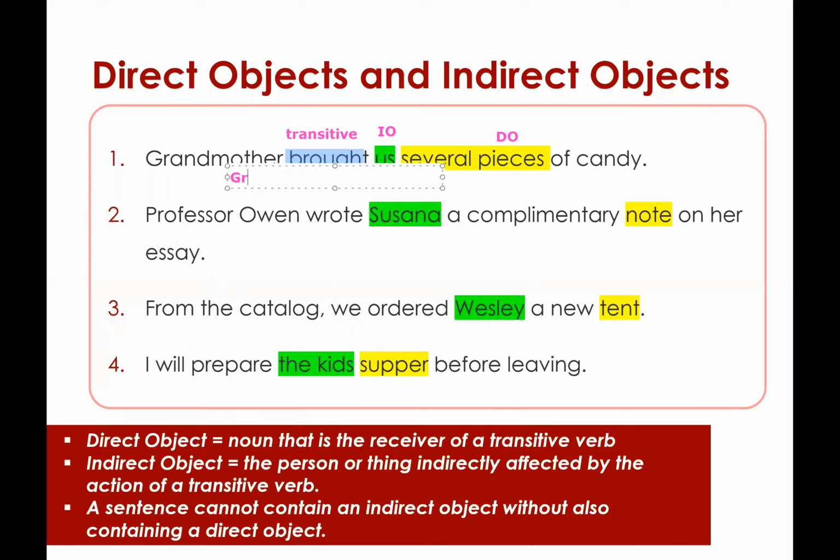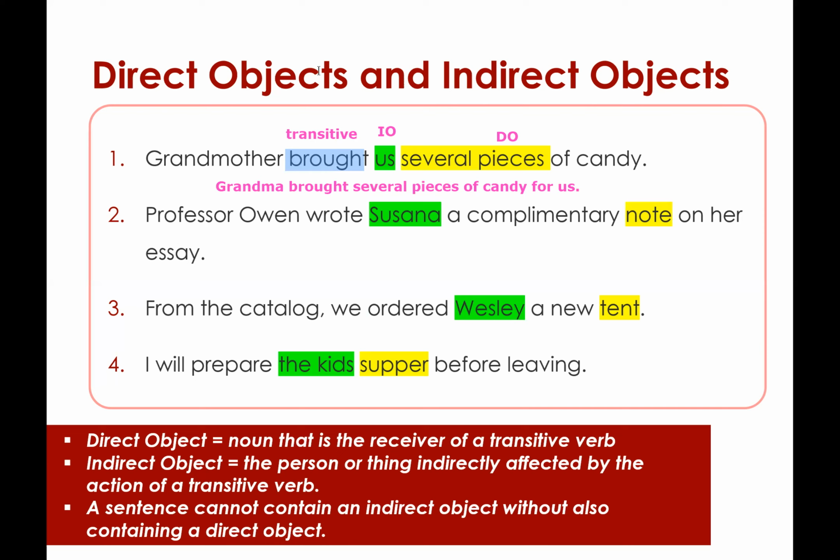Okay, I'm going to type that out. Grandma brought several pieces of candy for us. So you can see us is not your direct object, because for us, that is your prepositional phrase. So we've established that in our very first lesson.